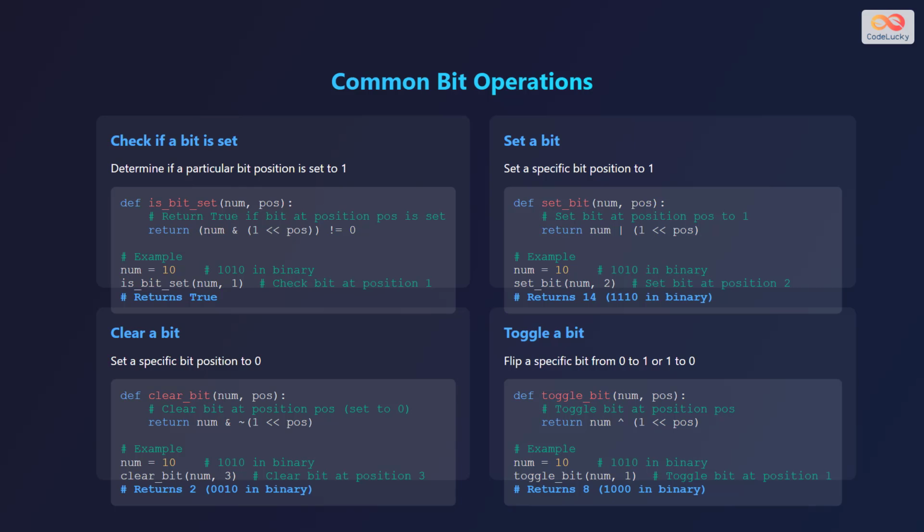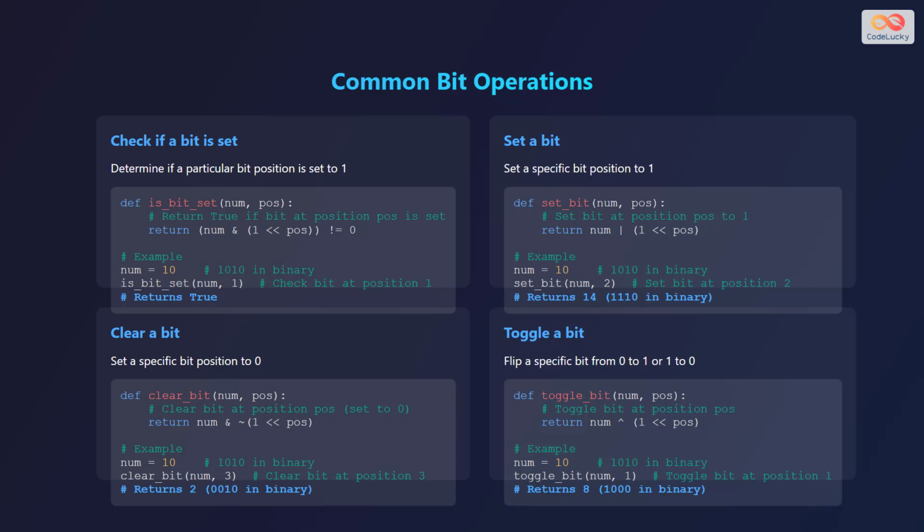Now let's look at some common bit operations. First, checking if a bit is set involves determining if a particular bit position is set to 1. Here's the function to check if a bit is set. It takes the number and the position as input. It returns true if the bit at the given position is set, otherwise it returns false. For example, for the number 10, which is 1010 in binary, checking the bit at position 1 returns true.